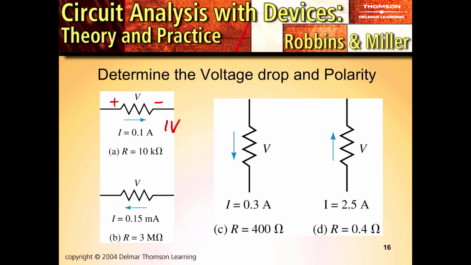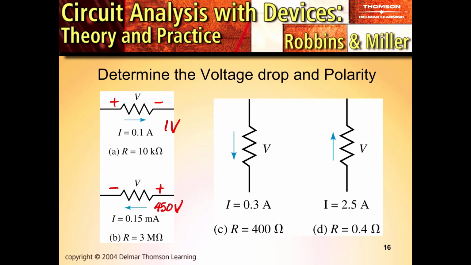Okay, look at the next one. What is our polarity? Entering the positive, exiting the negative. Multiply your whole units of amps as 0.15 exponent minus 3, being that it's milliamps, multiplied by 3 exponent 6, knowing that that's the power of 10 corresponding to engineering prefix mega. Multiply the two together and you get 450 volts, whole units of volts.